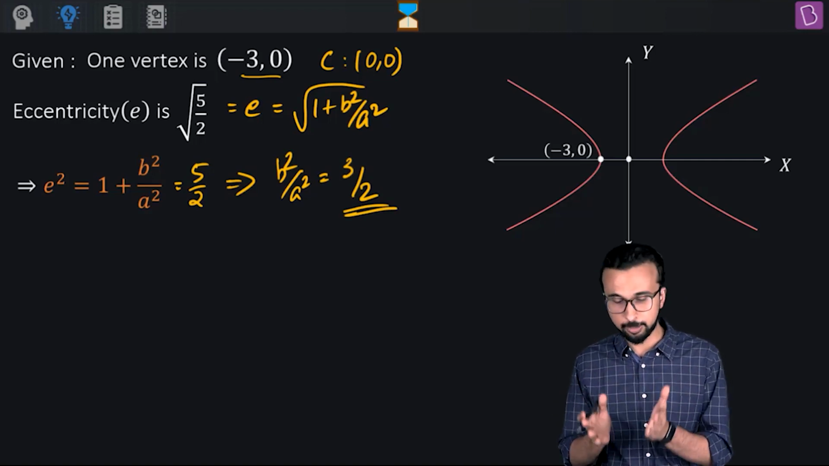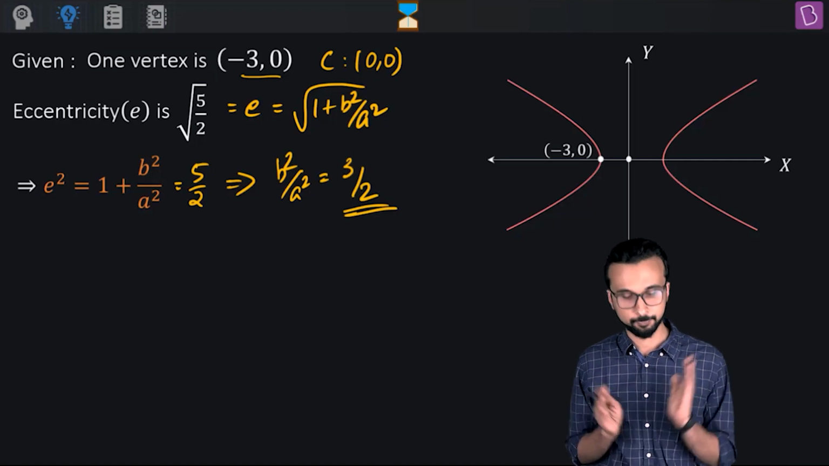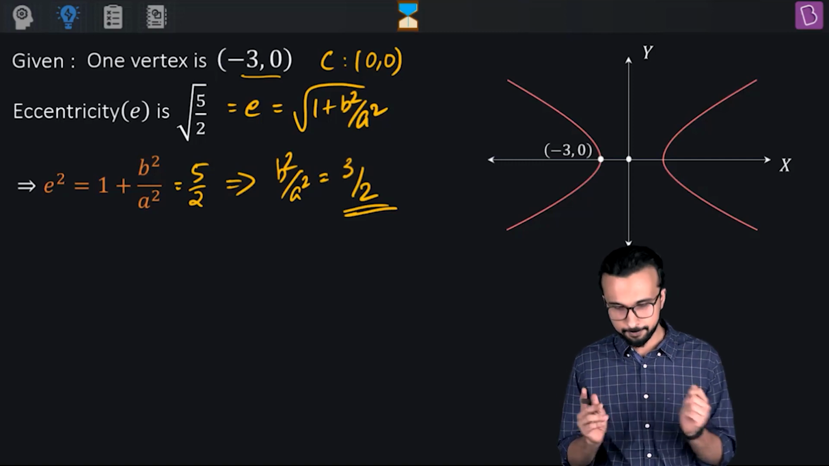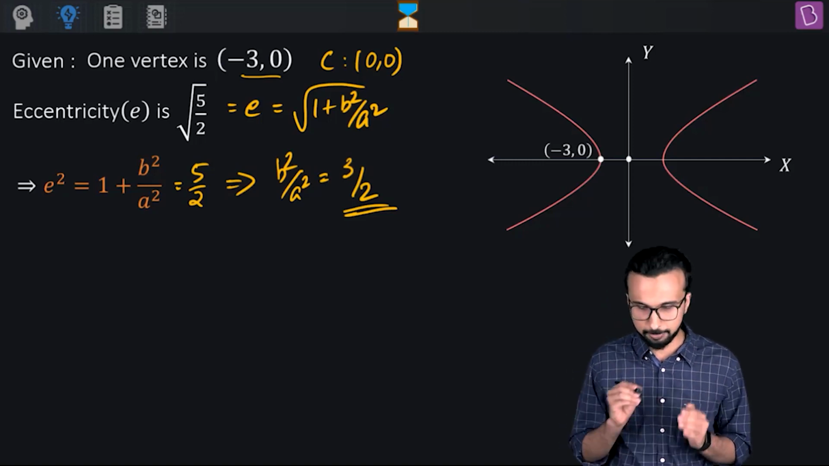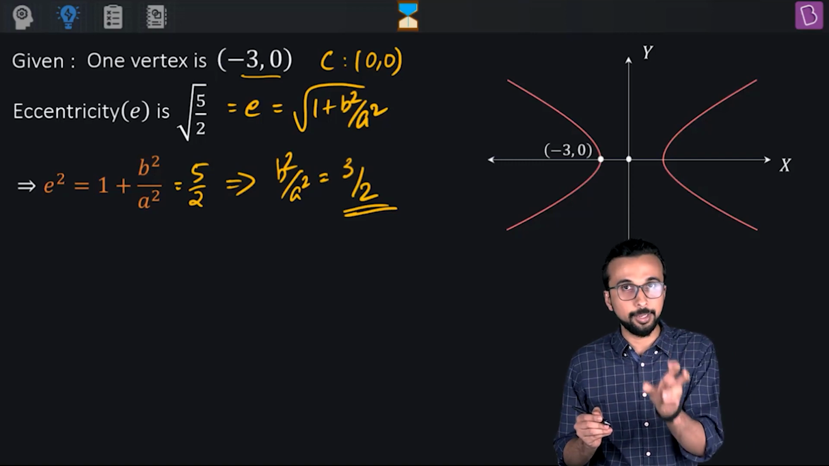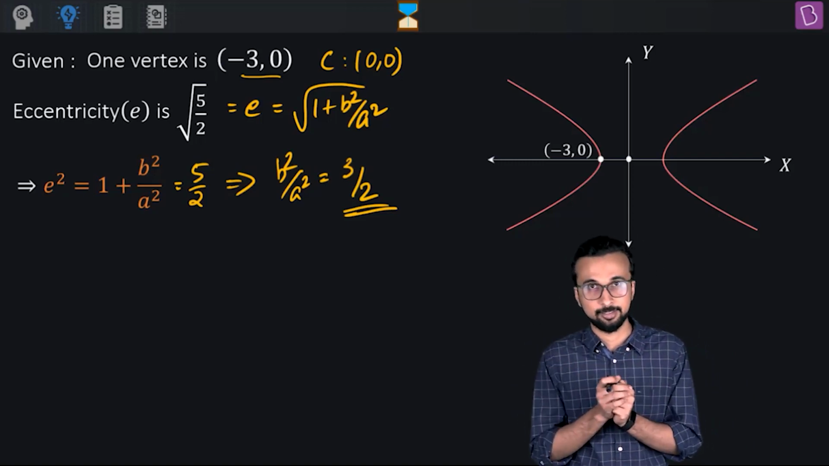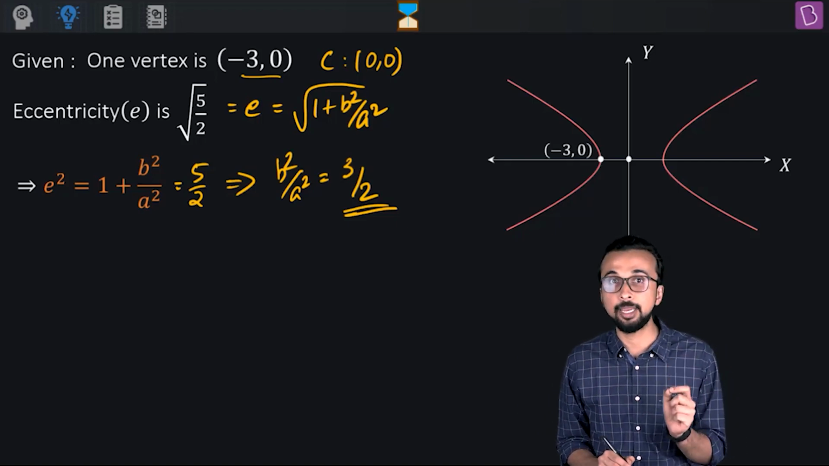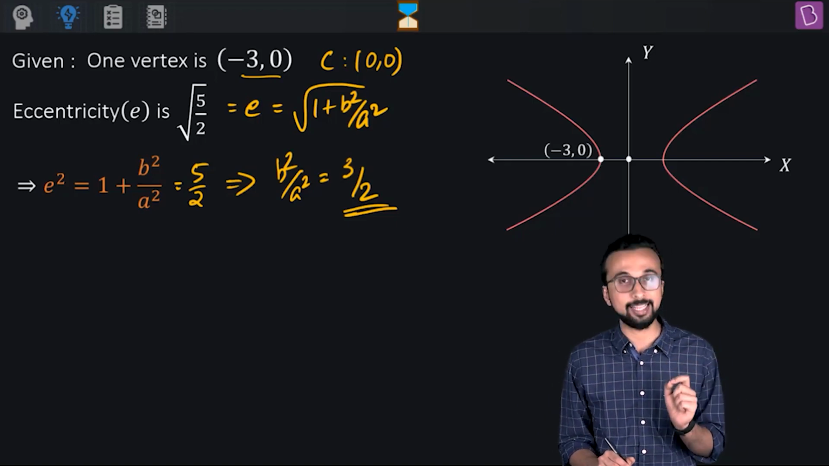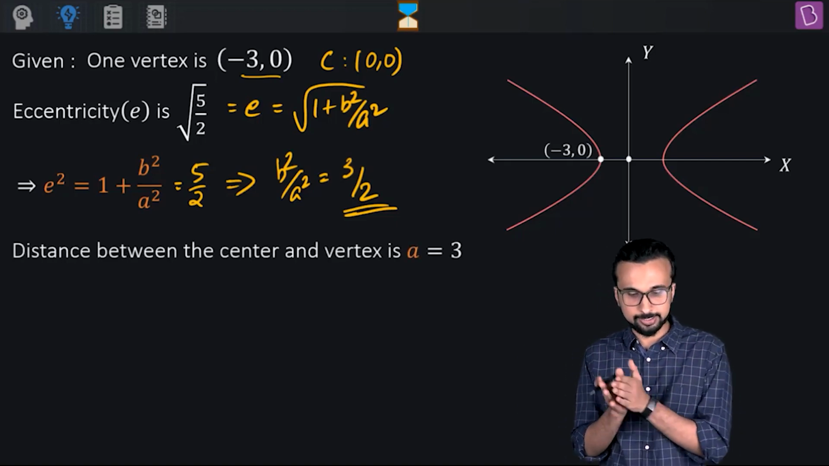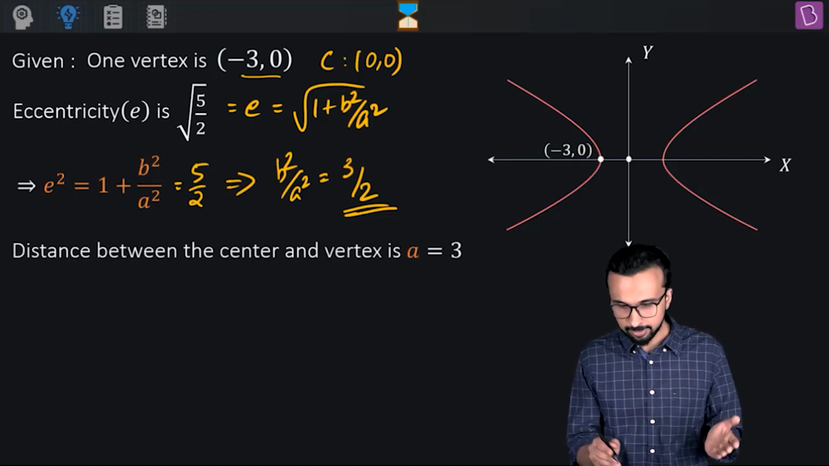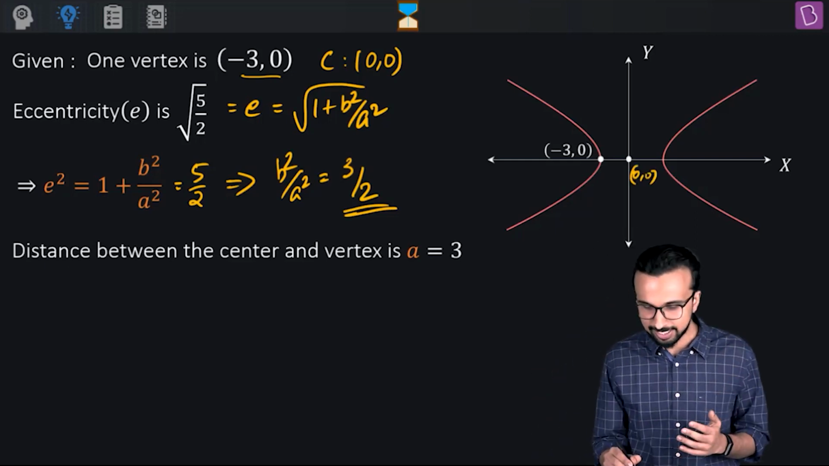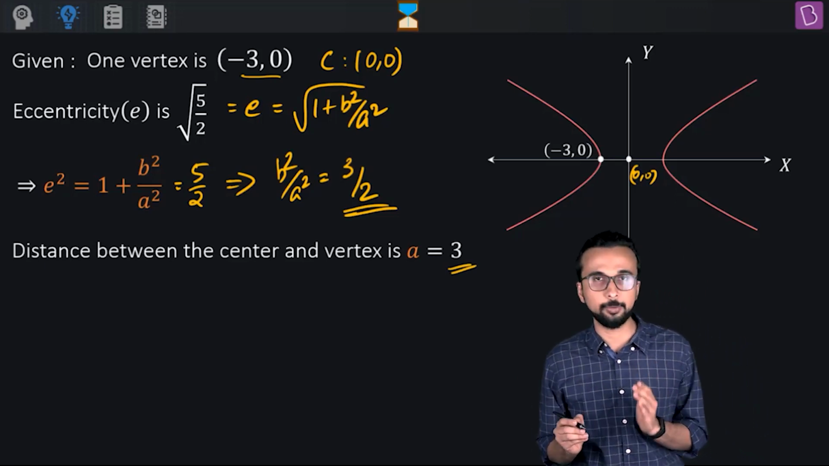I'm trying to find the equation of this hyperbola. Now, how do I find a? To find a, I take the vertex. The vertex is given to me, (-3, 0). The distance between this vertex and the center is the semi-transverse axis, which is a. From (0, 0) to (-3, 0), obviously the distance is 3 here. So a has to be equal to 3.